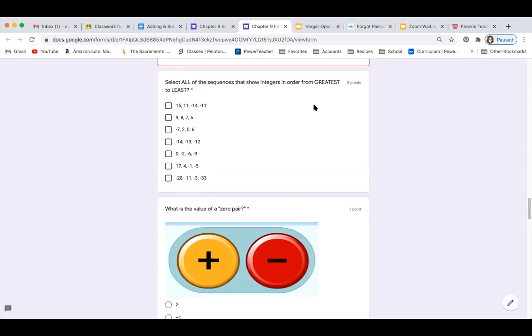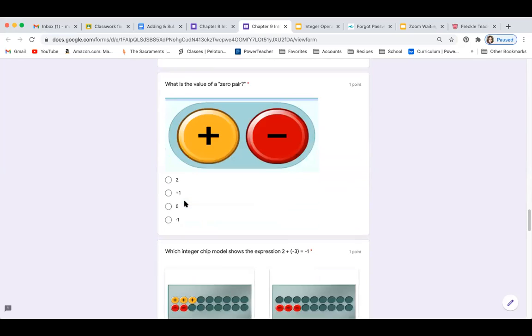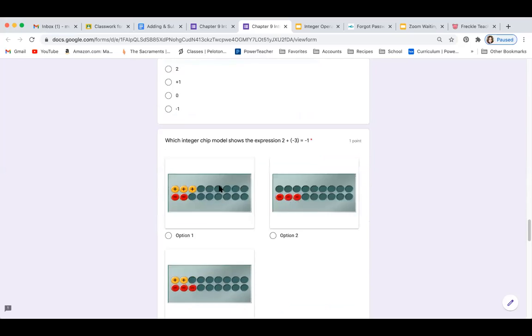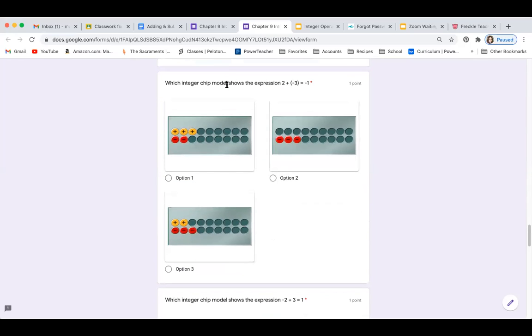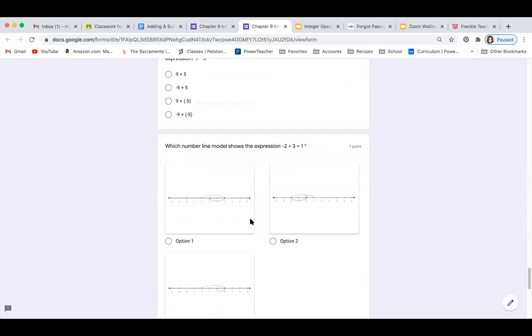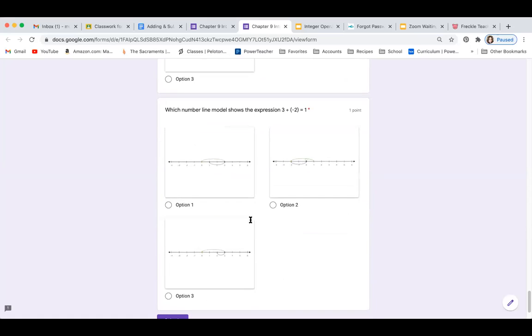Now this one is greatest to least. So it's the opposite. You're going to be moving backwards through the number line and checking off which of these sequences fall under that quality. What's the value of a 0 pair? And then a couple of modeling ones. Which integer chip model represents the situation? Okay. Which integer chip model represents the situation? And a couple of number line ones.